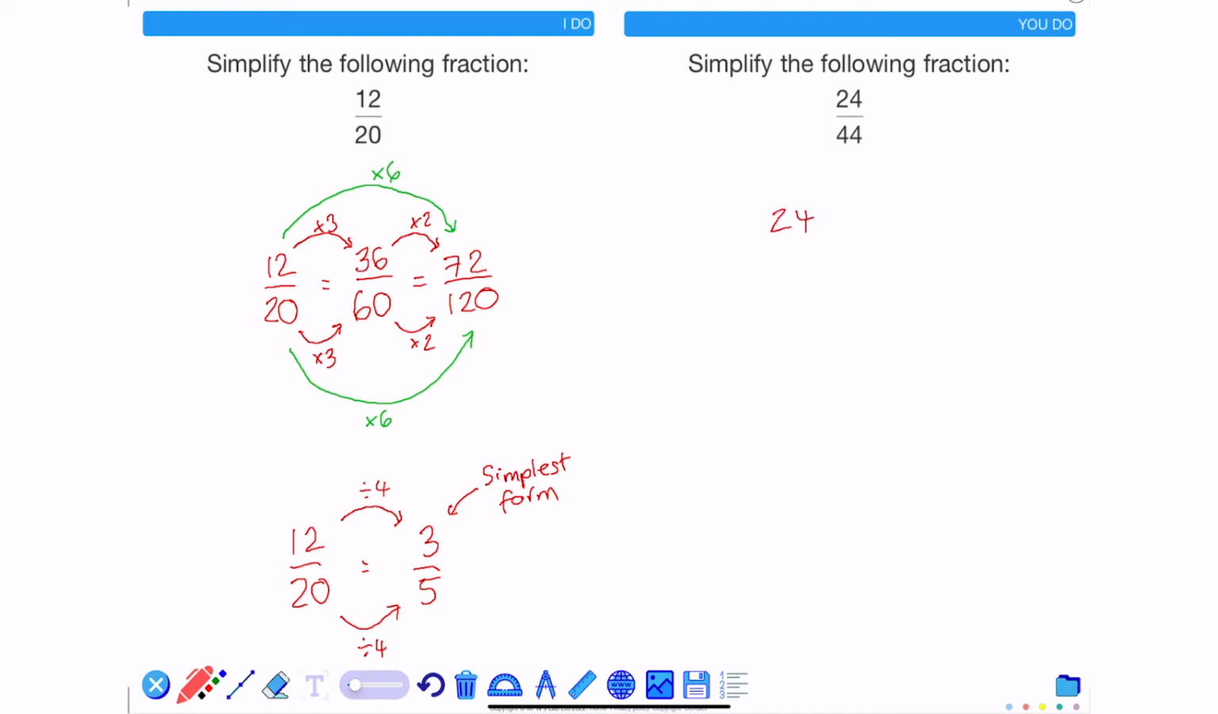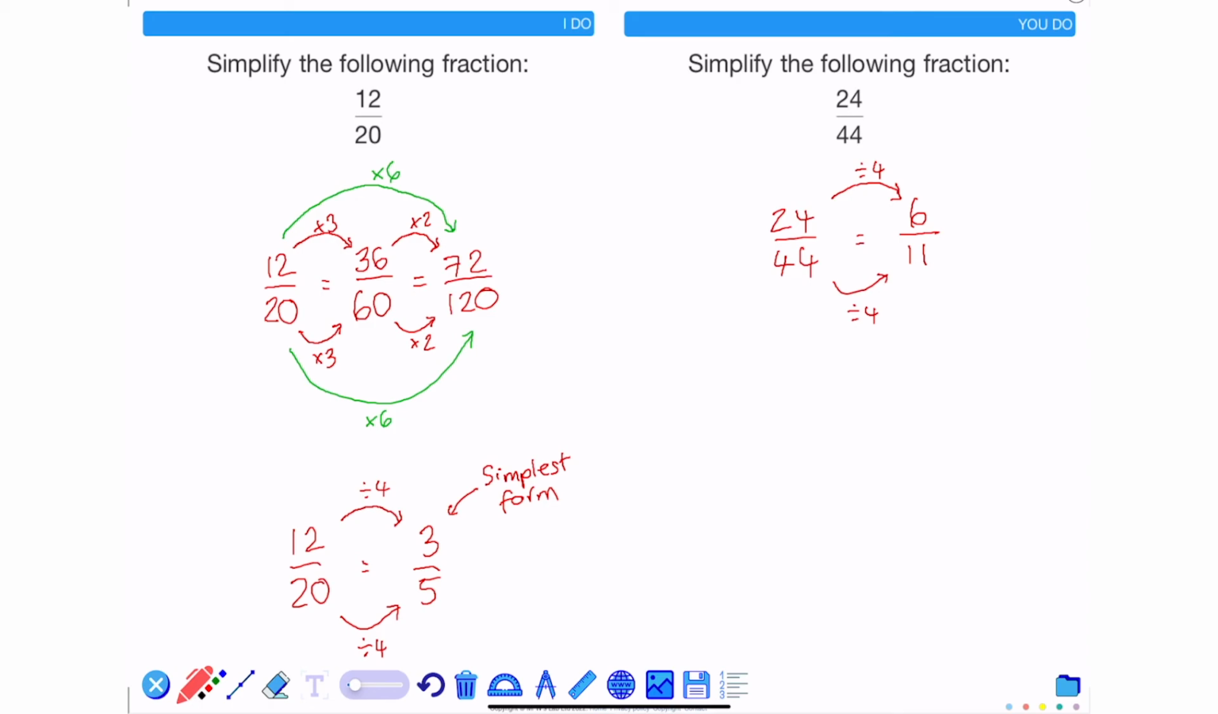With 24 over 44, the highest number that goes into both my numerator and my denominator is 4. Dividing 24 by 4 gives me 6, and 44 divided by 4 is 11. This is now in its simplest form. There are no other numbers that go into 6 and 11 other than 1.